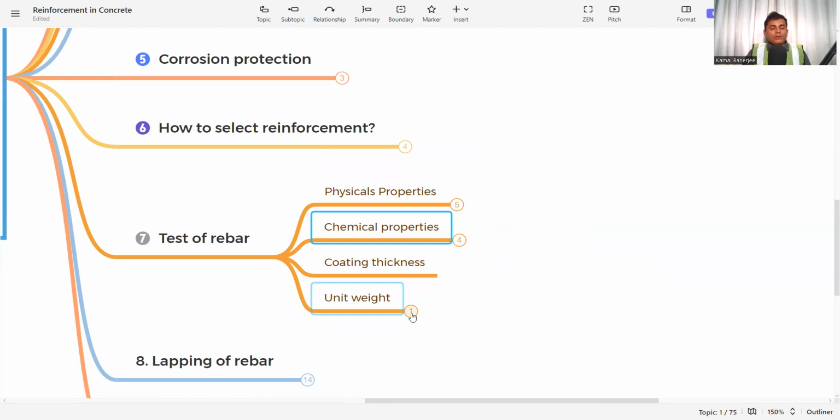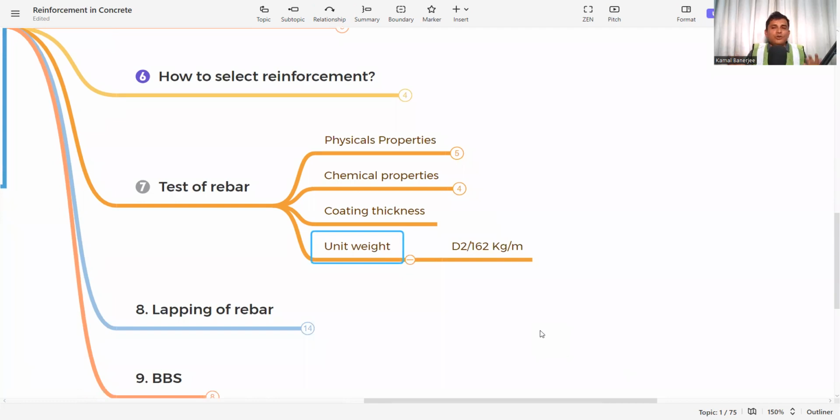Why is unit weight required? Because for 8 mm, 10 mm, 12 mm bars, the weight per running meter has to be checked, because it has properties as per IS 1786. So you need to check the unit weight of that steel. There is a thumb rule formula: d square by 162 is equal to kg per meter. If the diameter is 10 mm, then 10 into 10 by 162, whatever you get, that gives the unit weight. This is the standard unit weight, and you need to check in the laboratory whether the standard unit weight is achieved or not.